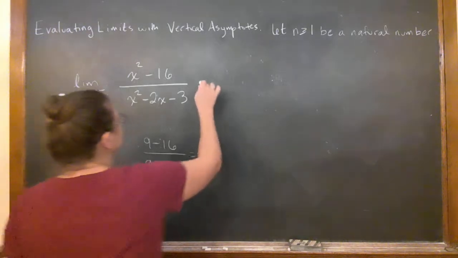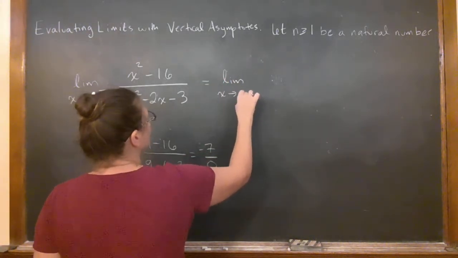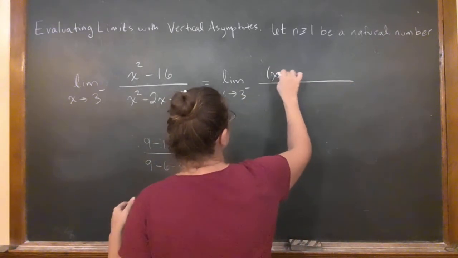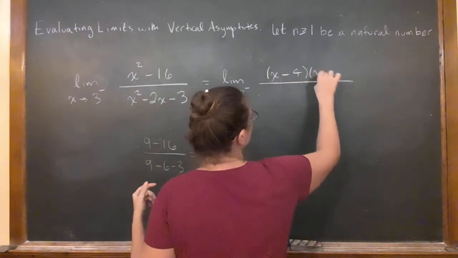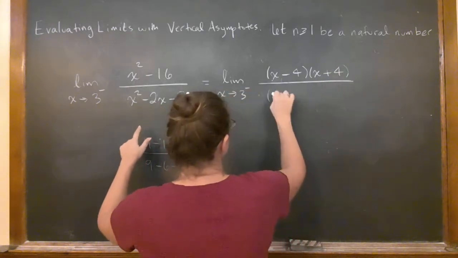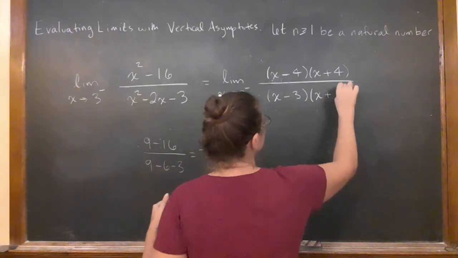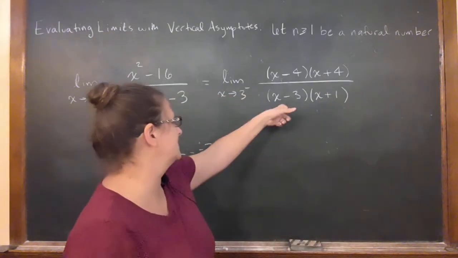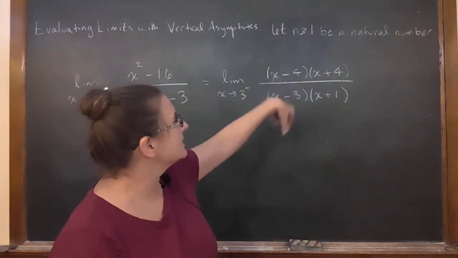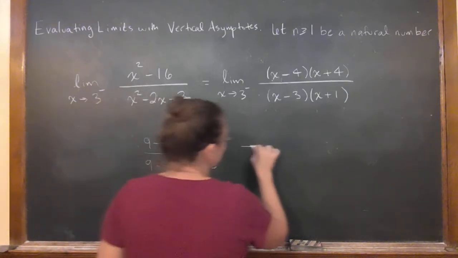So I'm going to do a sign chart here. In order to do the sign chart, I have to factor. So here I've got in the top x minus 4 and x plus 4. In the bottom, it's going to be x minus 3 times x plus 1. You can immediately see that I'm going to get a 0 when I put in 3, right? The rest aren't 0. This is definitely going to be a vertical asymptote.